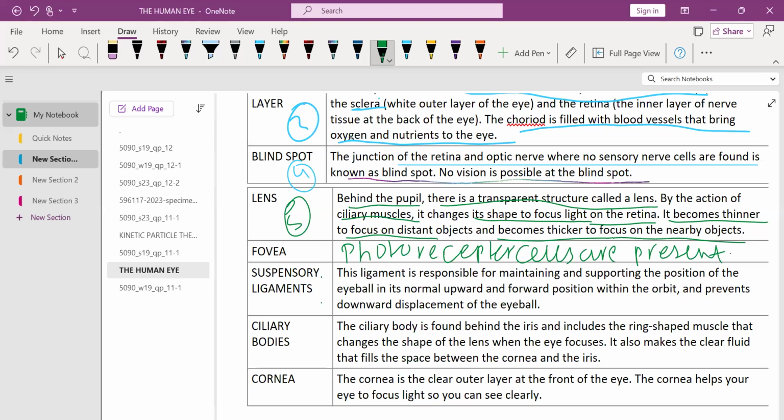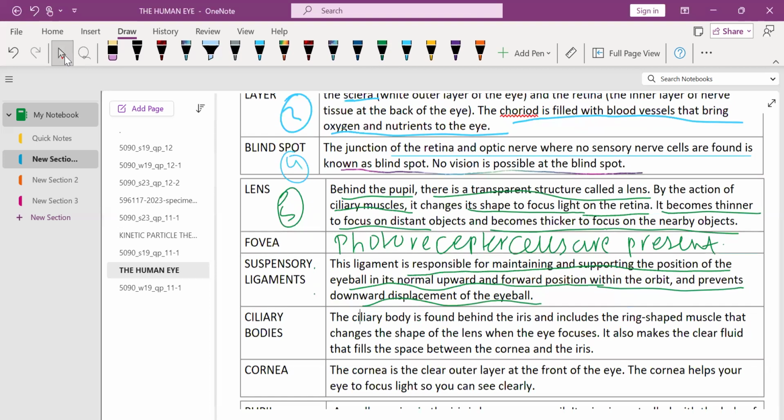Then we have suspensory ligaments. These ligaments are responsible for maintaining the support and the position of the eyeball in its normal upward and forward position within the orbit and prevent the downward displacement of the eyeball. So you can simply remember the function of suspensory ligaments: they are responsible for maintaining and supporting the position of the eyeball normally. They just support the eyeball.